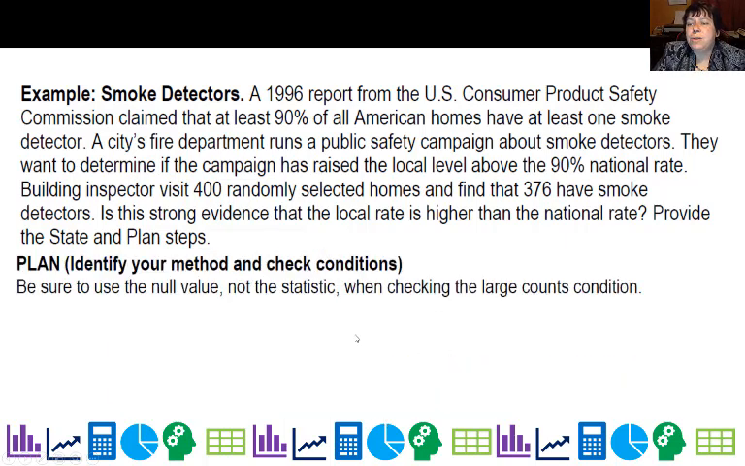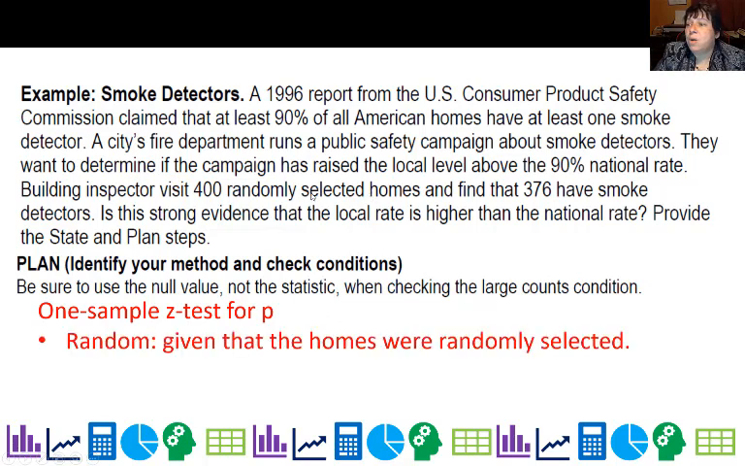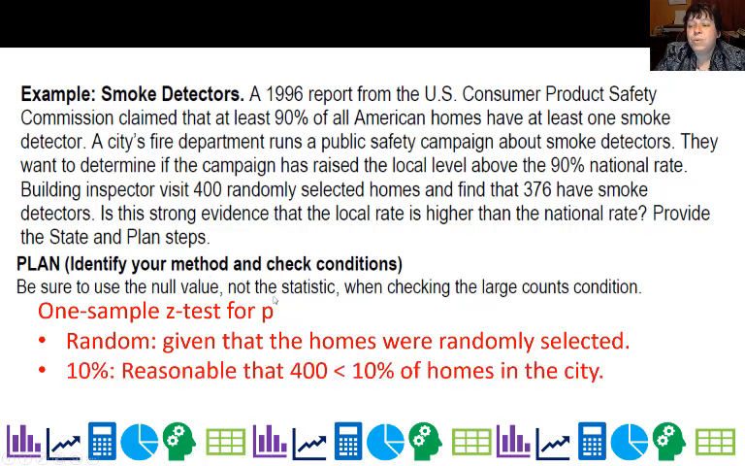All right, so first of all, we have to identify our method and check our conditions. Remember, we're doing a one sample z-test for p. And the first condition is the random. Well, they told you right here, 400 randomly selected homes. So that's given. Then 10% condition, let's see, they did 400 homes in a city. It's reasonable that 400 is less than 10% of the homes in the city. Now, I don't know this to be true, but it seems pretty reasonable that it is.